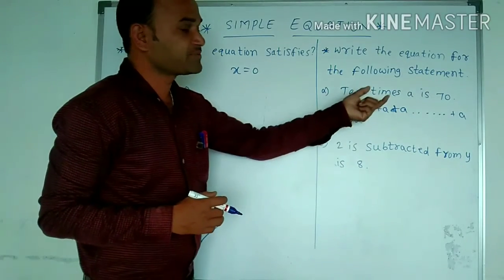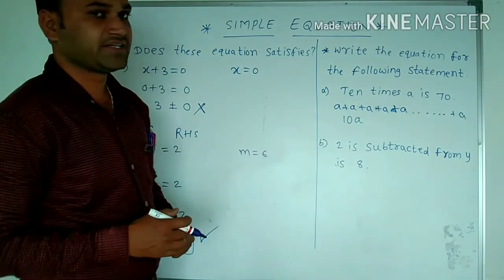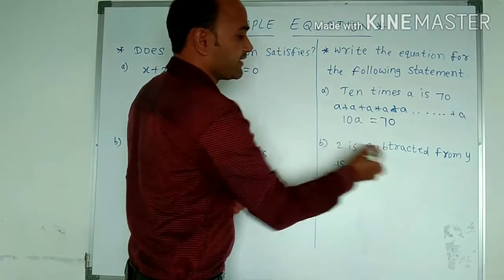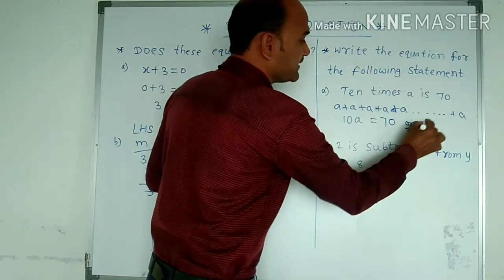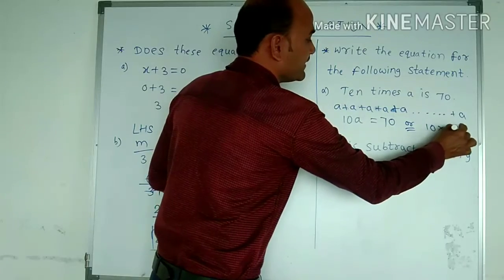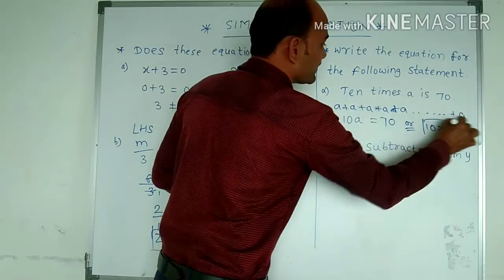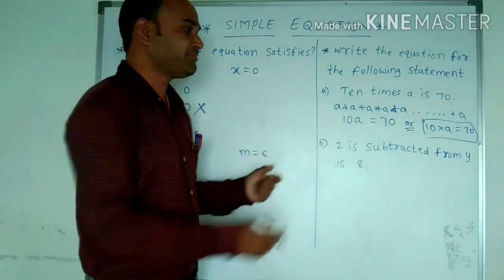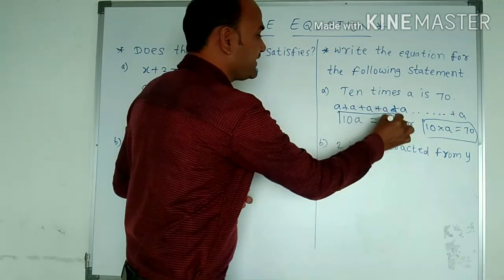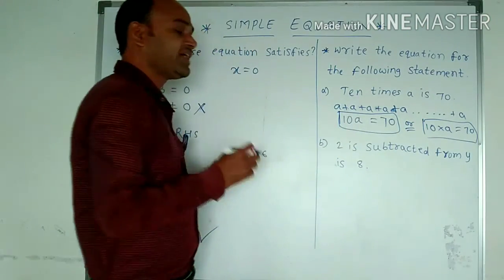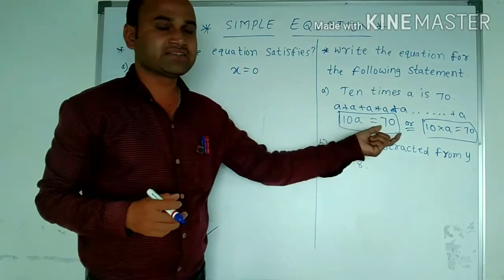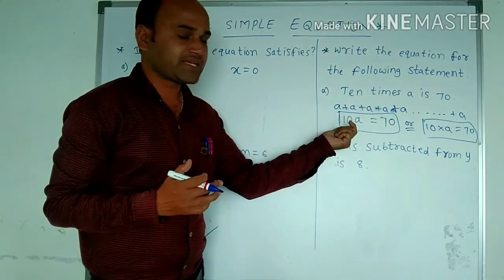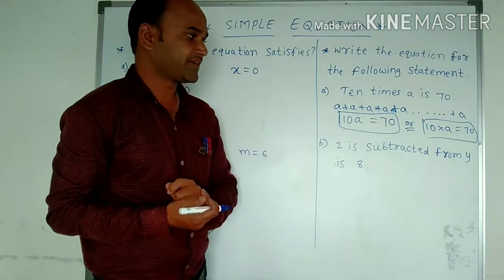That gives 10 times A, that is the answer 70. That answer is 70. It means that 10 times A, or we can write 10 into A, gives the answer 70. 10 times A gives 70. When we add the A 10 times, we will get the answer 70. Or when A is multiplied with 10, you will get the answer 70.